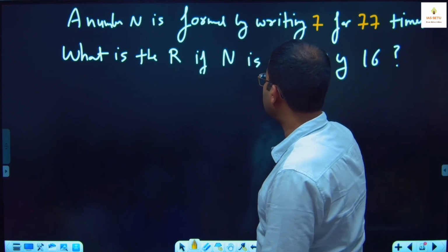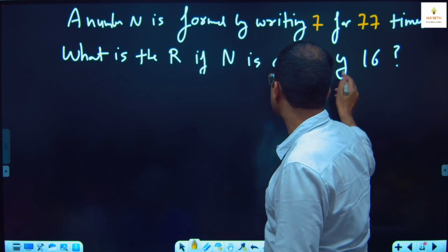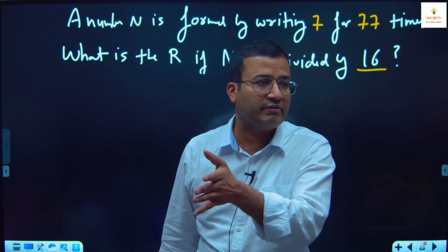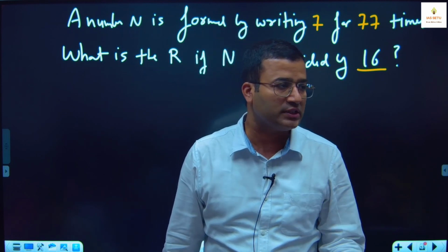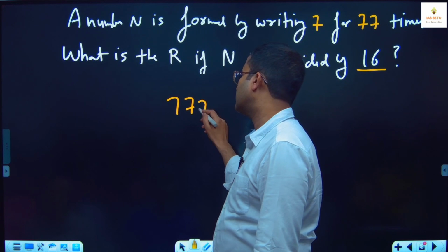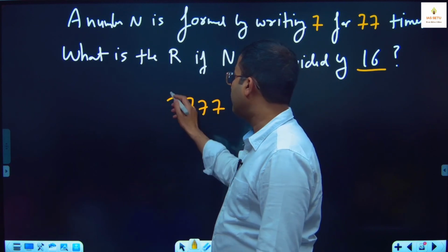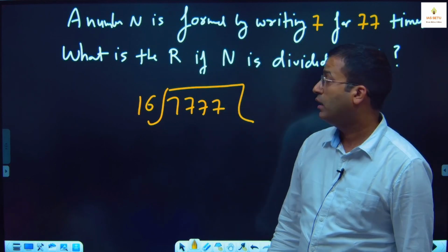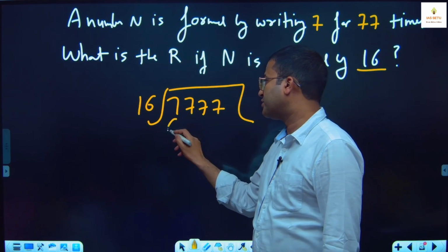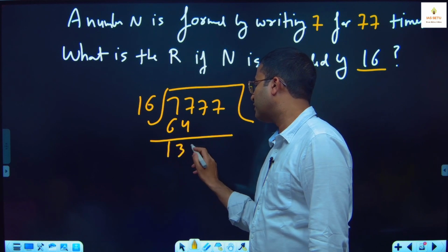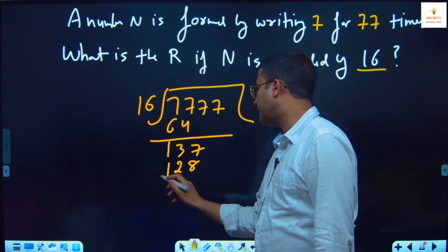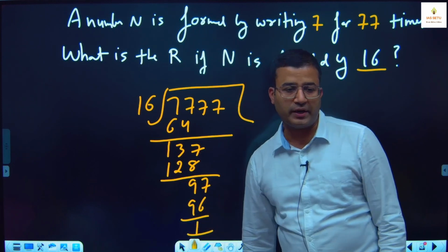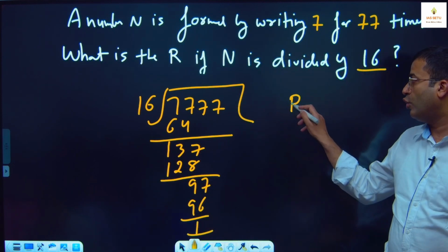So what is important now? It's clear. This is a bigger number, 7 for 77 times, but the concept is divisibility of 16, which requires the last 4 digits. And if it is 7 7 7 7, what are the last 4 digits? 7 7 7 7, and we have to divide it by 16. So 64, 137, 128, 97, 96. What is the remainder? 1. I think all of you got remainder 1.